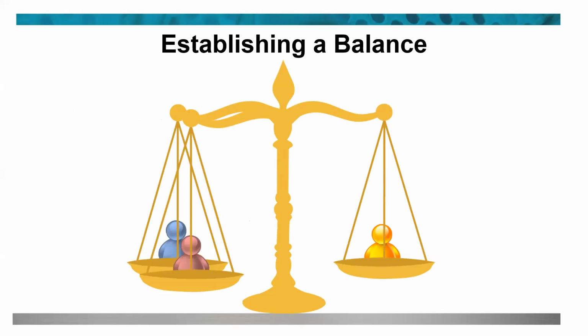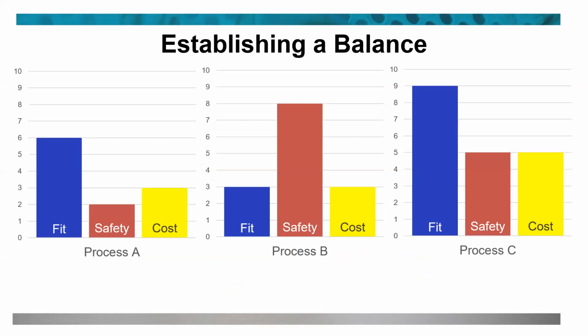So you really do have to think about establishing a balance. In a perfect world, all three pillars would balance out perfectly, and a single sterilization choice would be needed. But in the real world, we know that things don't balance, and sometimes you have to think about what's the best fit for your facility. So if you look at these examples, process A, the fit is above average, and it has a low cost.